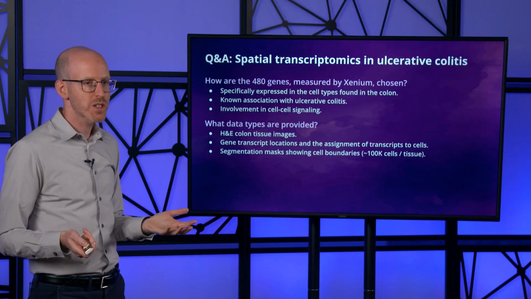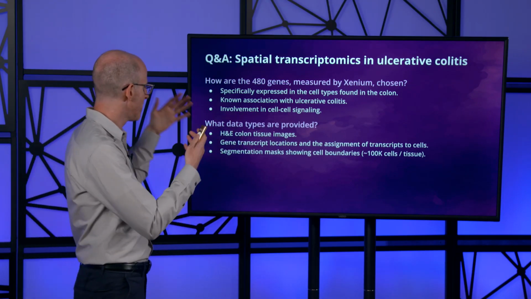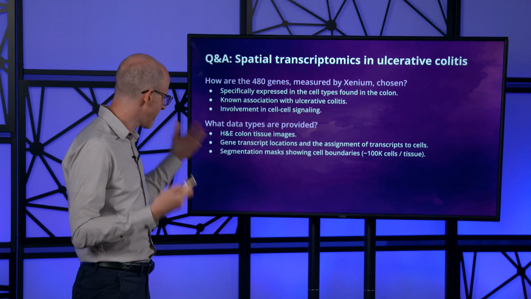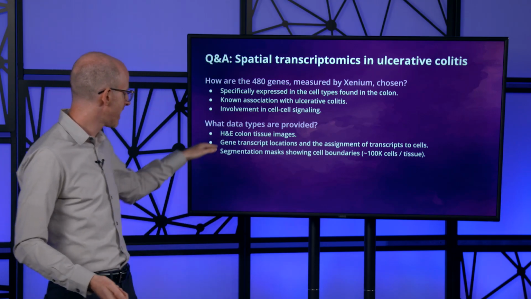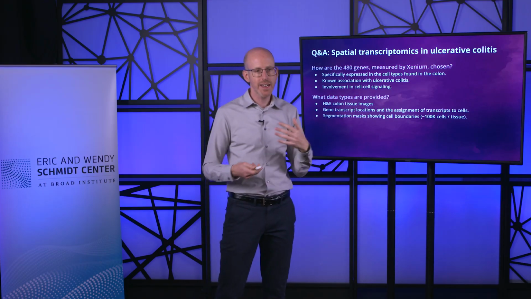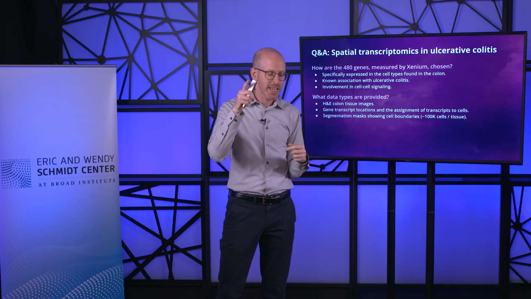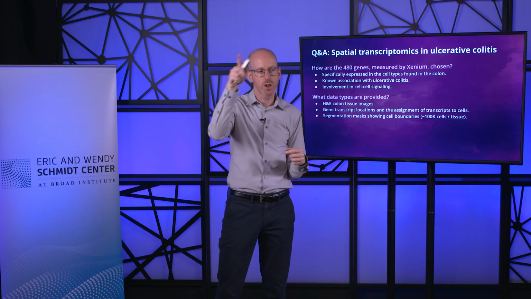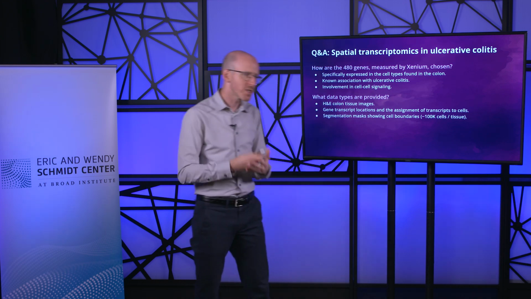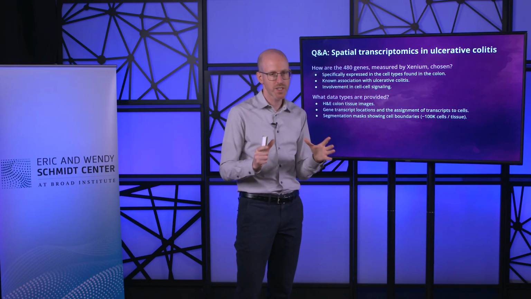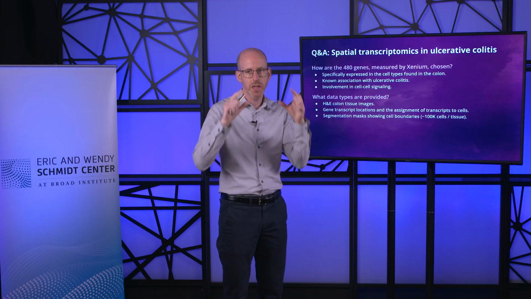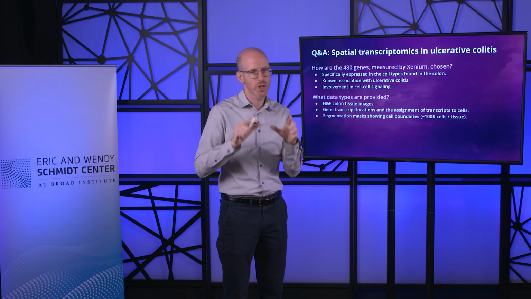And then the next question you have is, okay, what are the data types provided? So we're going to give you histology images prepared by us. We're also going to give you the Xenium data itself, the Xenium spatial transcriptomic data. That will be gene transcript locations and the assignment of those transcripts to cells. And then finally, we're going to give you the segmentation masks. And the segmentation mask, to remind you, is going to be a boundary that goes around every single cell, and it will tell us where the cells are and which transcripts are in those cells. And ultimately, for every tissue section that we give you, there's hundreds of thousands of cells. Typically, there's 300,000 or 400,000 cells that are being profiled in a single Xenium spatial transcriptomic data set.